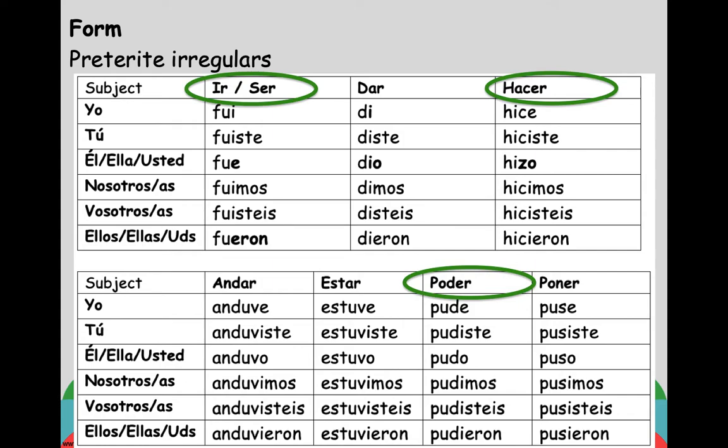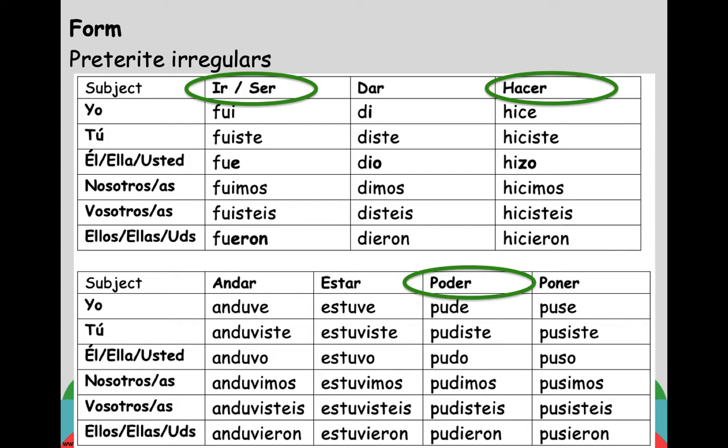But that's quite an important one to learn. So if you wanted to say, I did my homework, it would be hice mis deberes. She did her homework, hizo sus deberes, etc. And then on the bottom row, you've got some other irregular verbs in the preterite. I'd say the most important one on that row would be poder, the verb to be able, which also can translate as can. So I could, you, I was able, you were able, etc. So that's a really important one to learn.